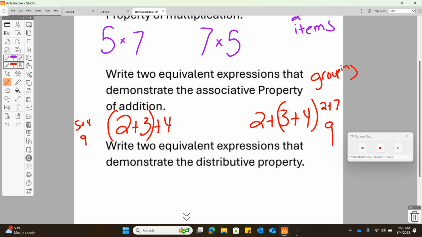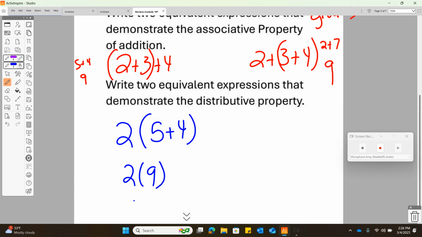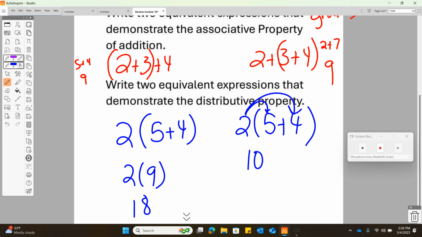And then the last one is the distributive property. So that's something like 2 times 9 is 18. But if I distributed, 2 times 5 is 10. 2 times 4 is 8. Okay?